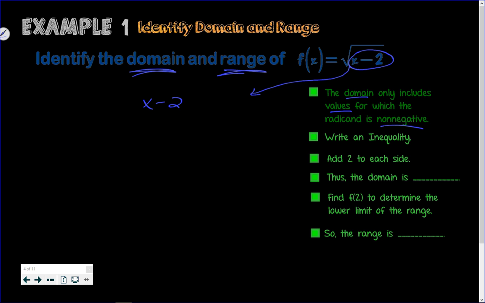Okay? And if it has to be a non-negative number, then it has to be greater than or equal to what? 0. Okay, so that's my inequality that I'm writing right there. Guys with me? Okay, now just get x by itself. Add 2, very good. I'm going to add 2. X is going to be greater than or equal to 2.